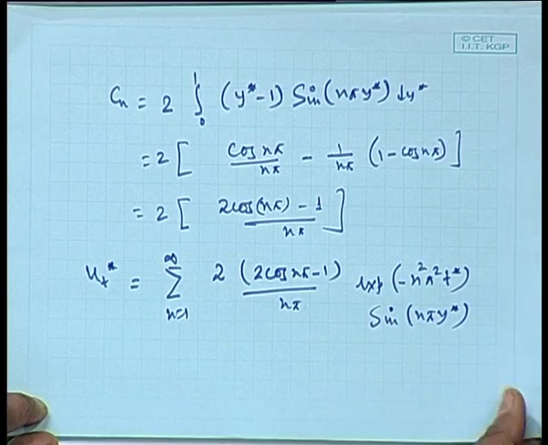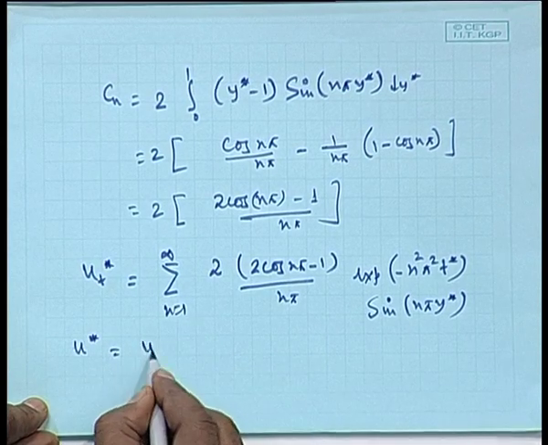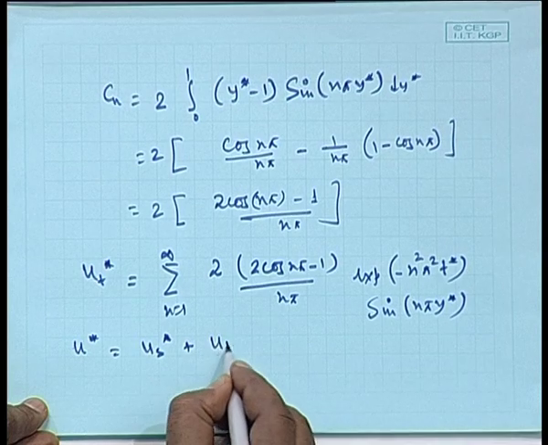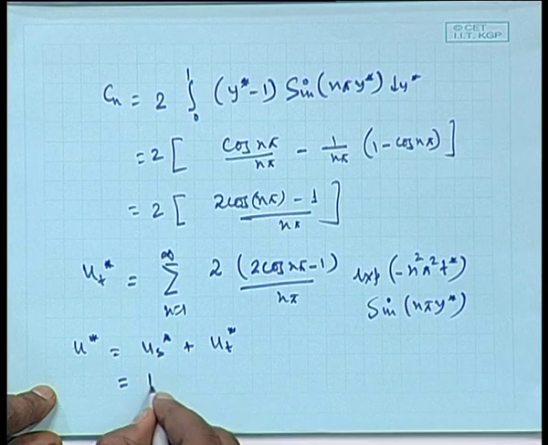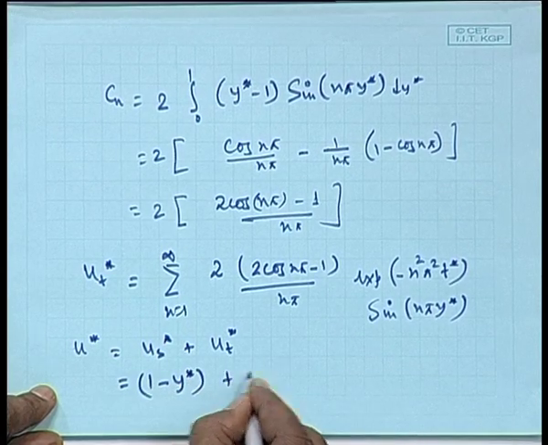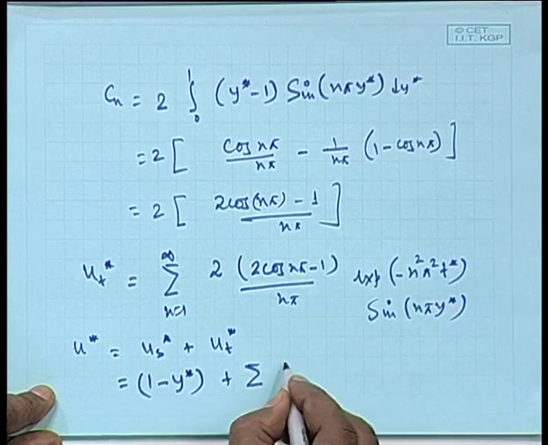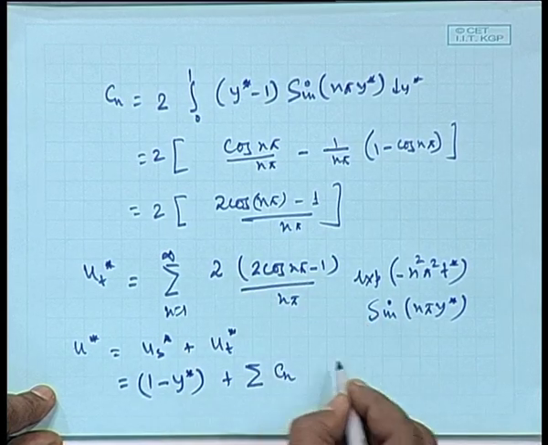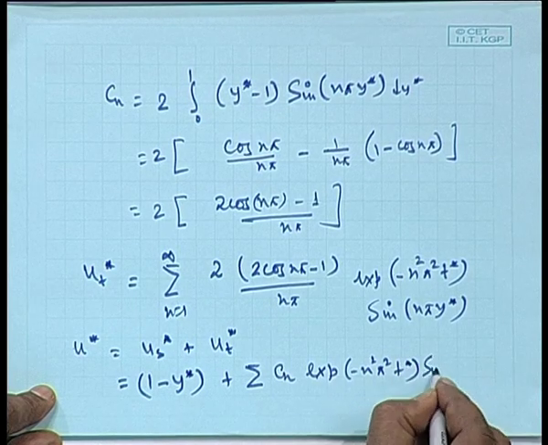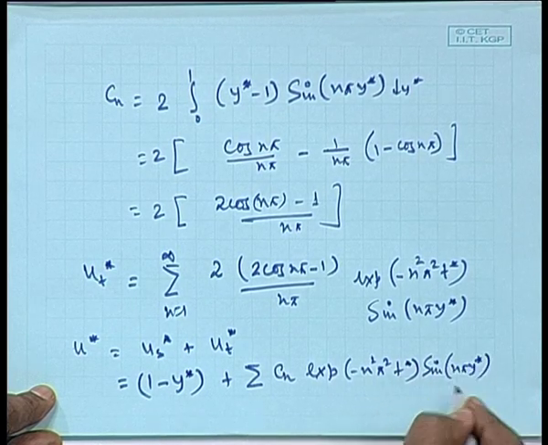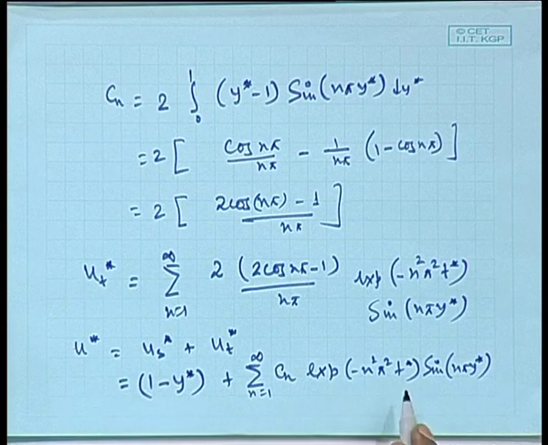Okay. So, the complete solution will be nothing but my u star was us star plus ut star, and what was us star? 1 minus y star, right. So, it will be 1 minus y star plus summation of this quantity. Okay. Let us say Cn, I just combine all these things as Cn exponential of minus n square pi square t star sin n pi y star. Okay. So, that gives the complete solution.